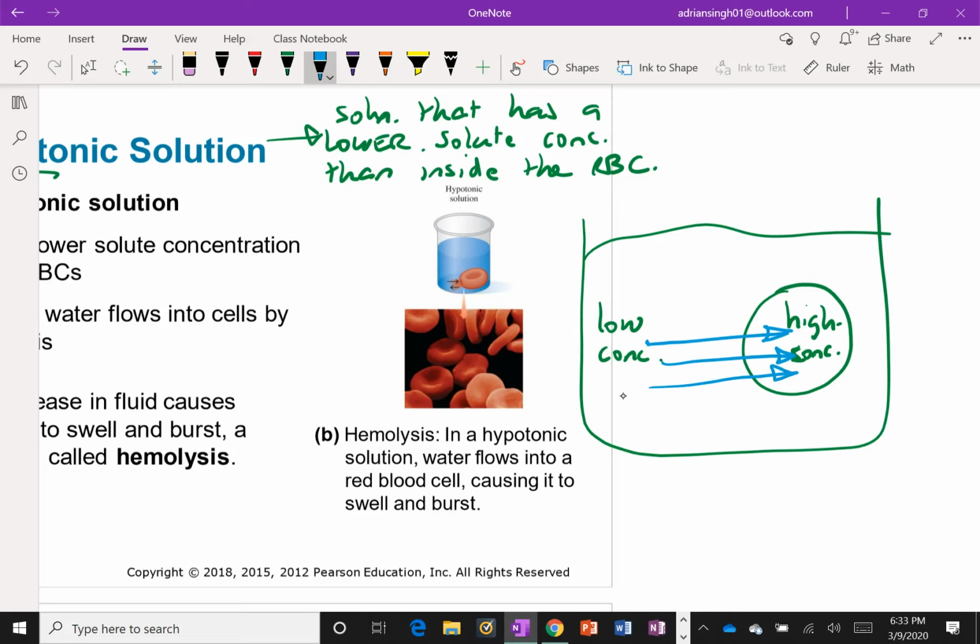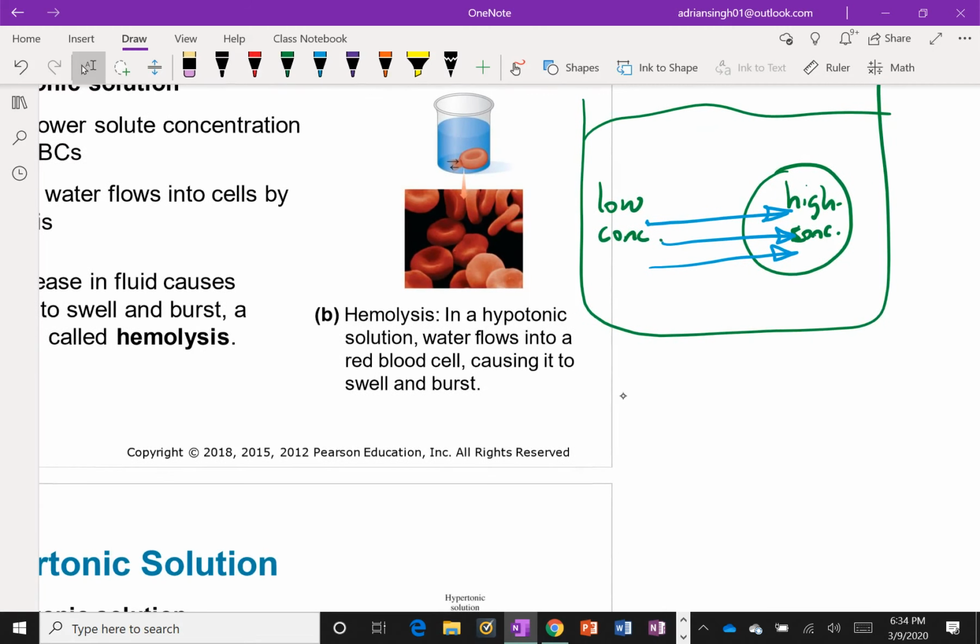And as it floods into the cell, what do you think happens to it? It's going to swell. It's going to get bigger, right? So water moves in, the cell swells and eventually it bursts open, and all of the contents get released. So for all intents and purposes, that cell is dead. It can't do what it's supposed to, which is to transport oxygen.